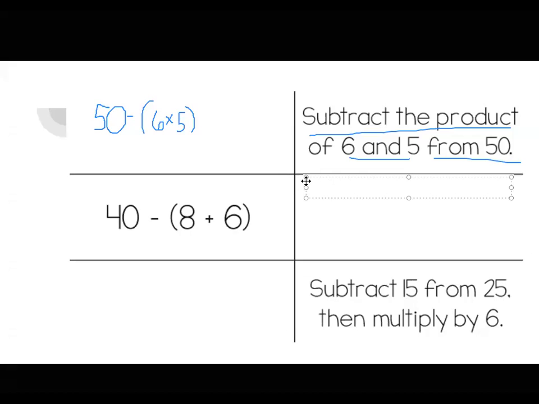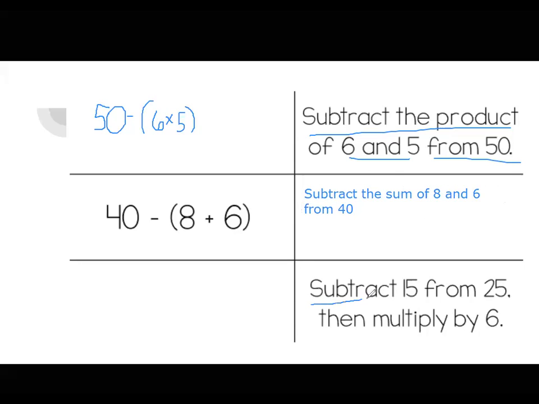All right, so let's take a look at this next expression. What has to happen first in order to solve this correctly? Well, the parentheses is a clue that we need to work out what's in the parentheses first. So we are going to subtract the, what are we subtracting? When we're adding, that is the sum. So subtract the sum of 8 and 6 from 40, since that's what they are subtracting this from.